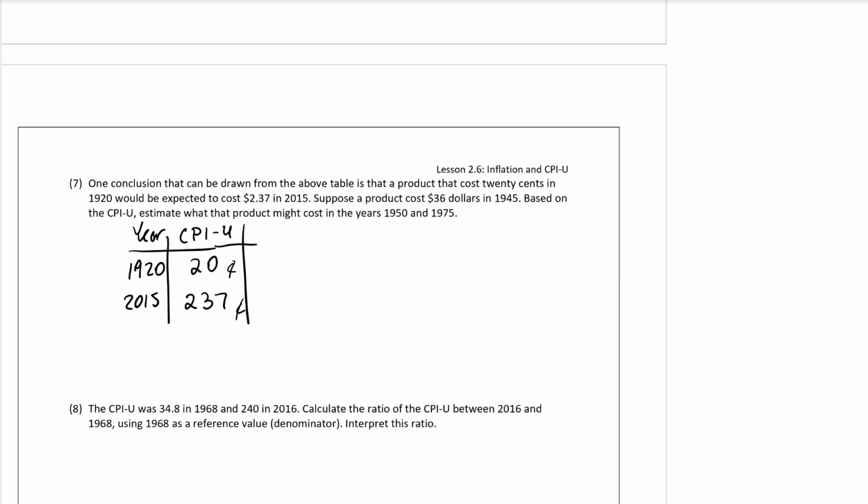we're going to look at the product that cost $36 in the year 1945. Oh, it says 1945. So we better make another table, okay? So let's get rid of this, and let's go ahead and put the information for that other year. So the years 1920 and 2015 were just a way for us to see what that CPI means. But now let's look at the specific years. All right, so let's fill this table. We got 1945, we have 1950, and we have 1975. So these are the years that were chosen.